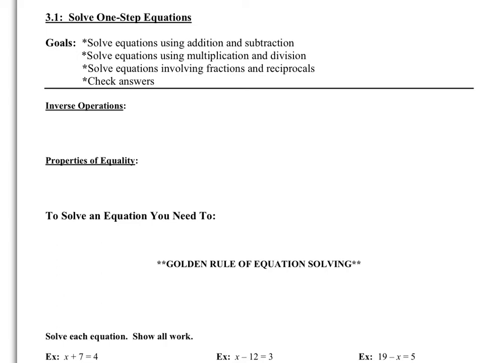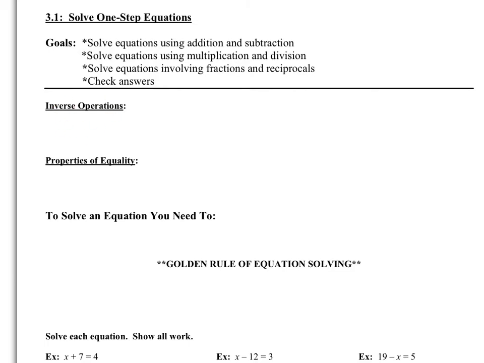The goal for 3.1 is to solve basic one-step equations. Most of it you'll probably have seen before, like addition and subtraction equations and multiplication and division equations. We'll probably spend a little more time on fractions and reciprocals, and then as always we're going to check our answers.